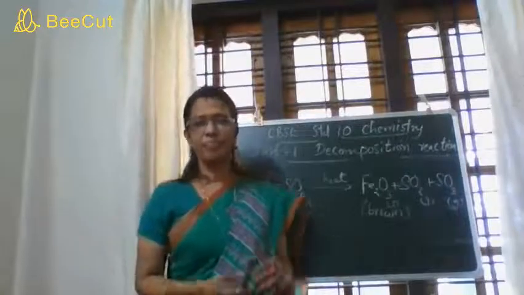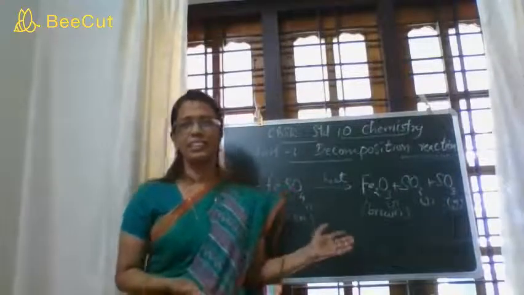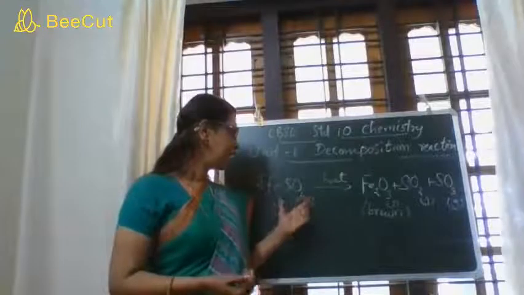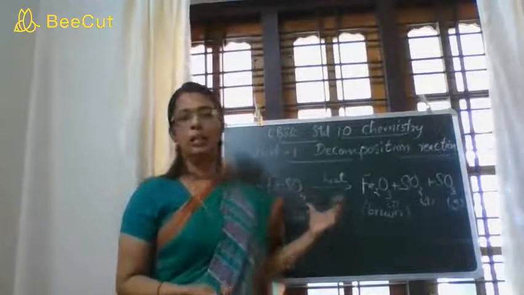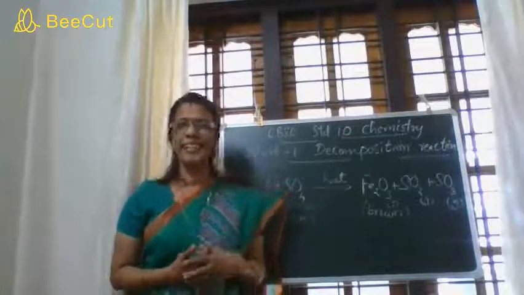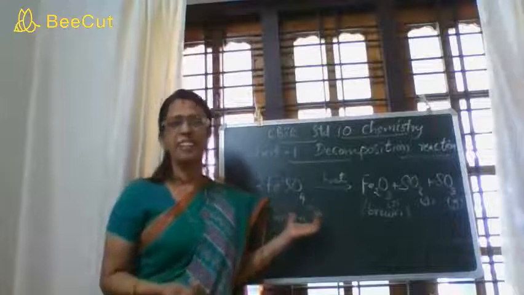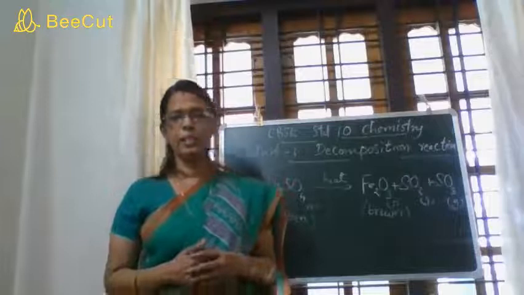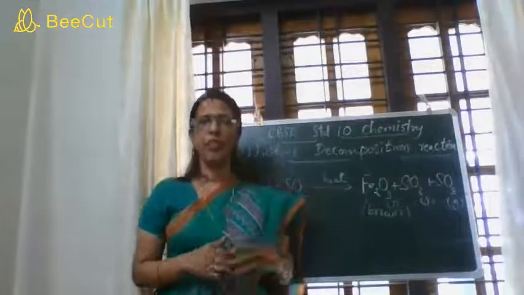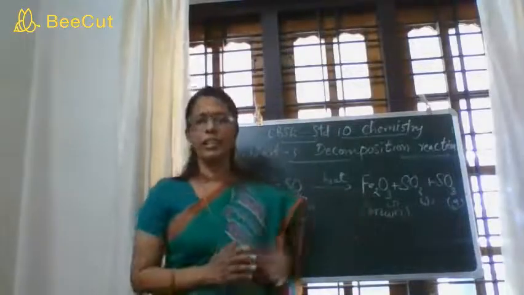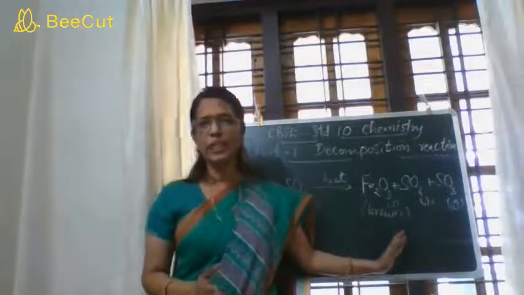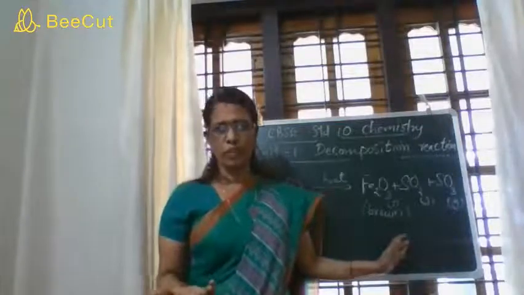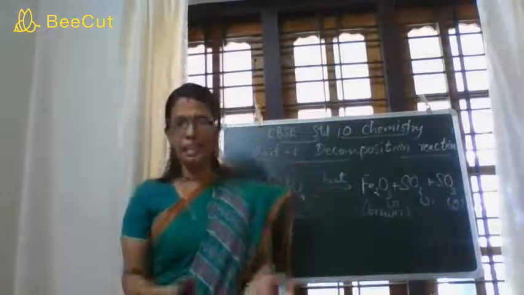Even here we can have a question: what happens when green crystals are heated? Green crystals of ferrous sulfate are heated in a boiling tube. Usually such questions are asked in the examination. What is your observation? It is gradually changing into brown ferric oxide. So the color is changing.